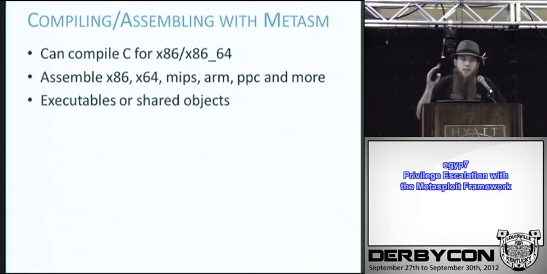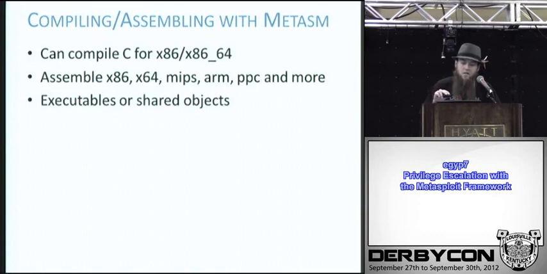Metasm is an amazing project by a guy named, I'll just go with JJ because I can't even begin to pronounce his name. It's a completely pure Ruby compiler and assembler for x86. It'll compile C for x86 and x86-64, and it will assemble assembly language for a whole bunch of stuff. And in fact, he's even working on an assembler for Dalvik bytecode, which is pretty badass.